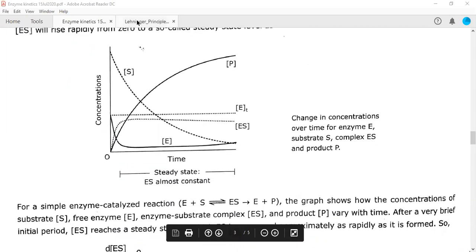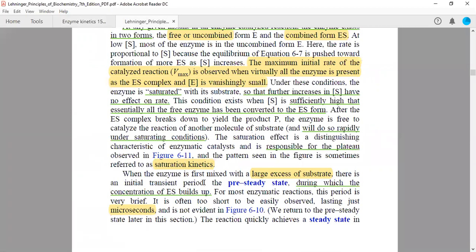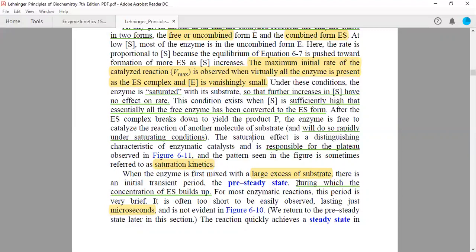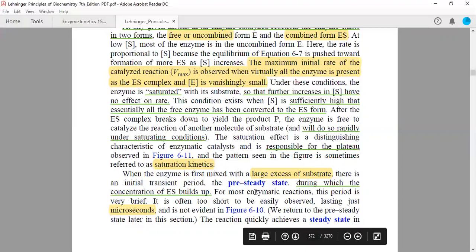Fine, now we move to the next part. If you are able to understand the steady state assumption, steady state is only telling us that the enzyme substrate complex will remain constant throughout most of the reaction. If we leave some part of the reaction at the initial time, and some part at the end of the reaction where the substrate concentration will start decreasing, then in most of the reaction the enzyme substrate concentration will remain constant. So this is actually called the steady state assumption. This assumption is very important in deriving the Michaelis-Menten equation.